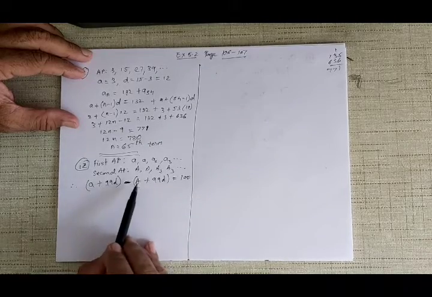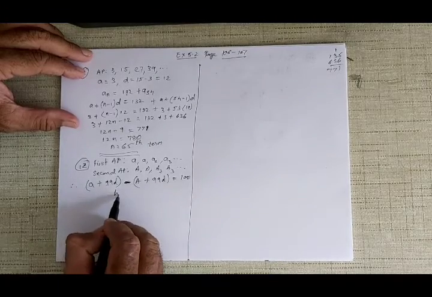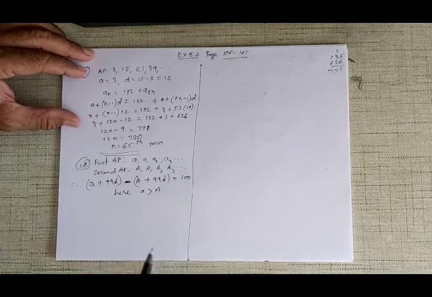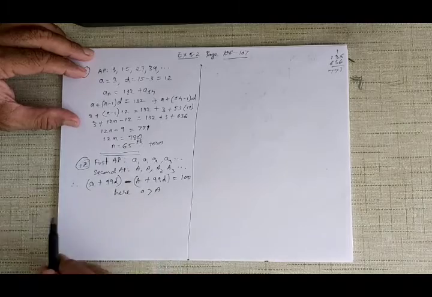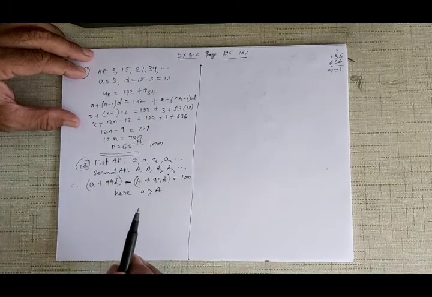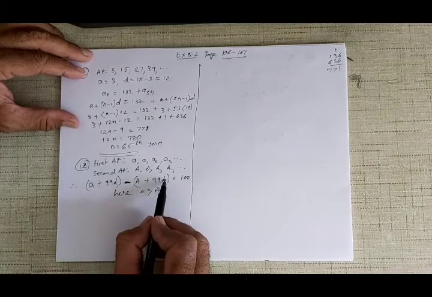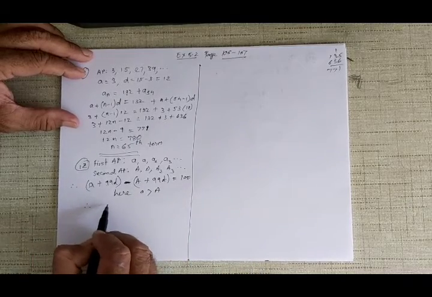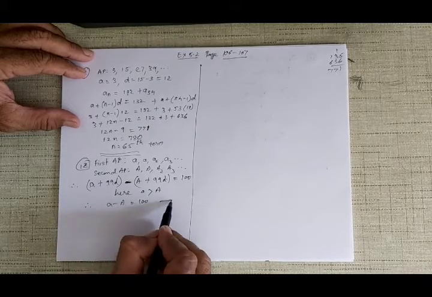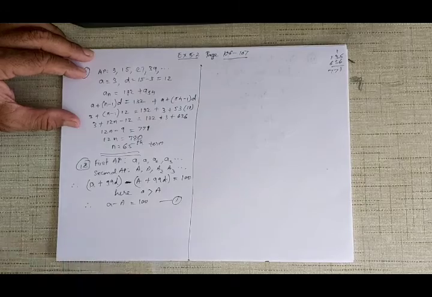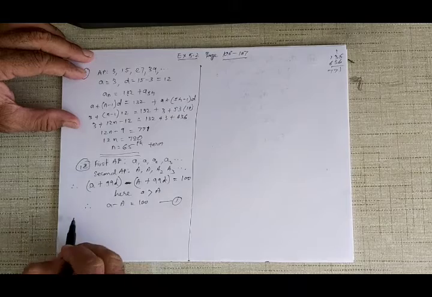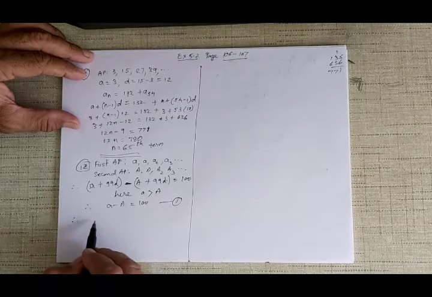If a is greater than capital A, we are assuming this term is greater than that term, and you can see the common difference D is the same for both. When you open the bracket, 99D will cancel out, and therefore you get a minus capital A is equal to 100. Let this be equation 1. Further it says, what is the difference between the 1000th terms? So the 1000th term will be what?